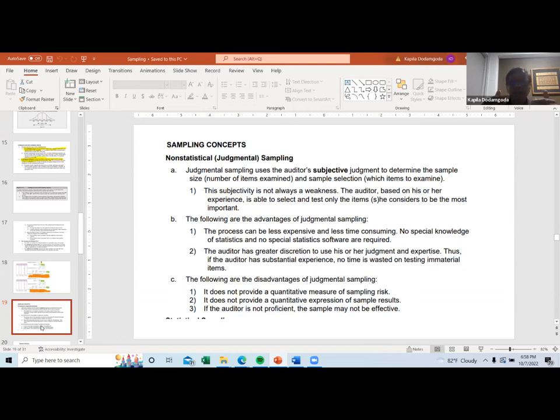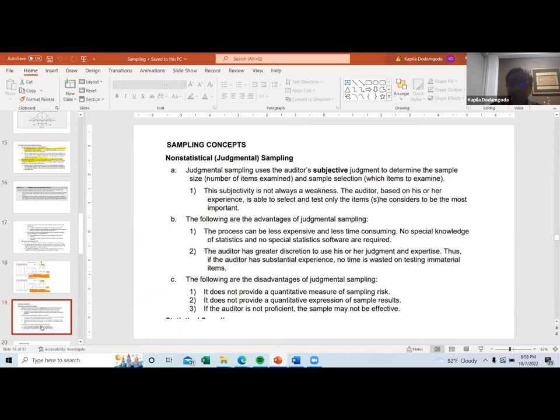Now, what you mean by statistical sampling is when you pick the size of the sample. Let us say you had 10,000 invoices or vouchers. Out of that 10,000 invoices, are you going to choose 100 invoices or 200 invoices or 500 invoices? That is the sample size. That is one decision that you need to make when you take a sample. What is the sample size?